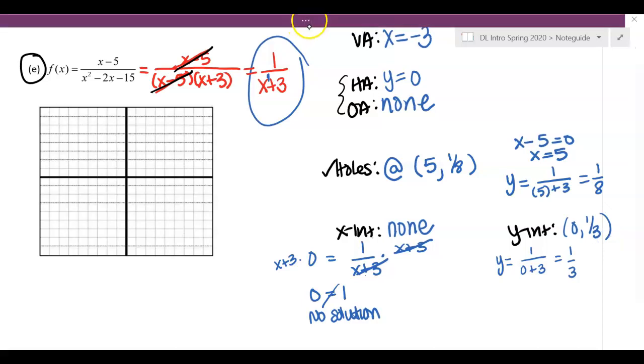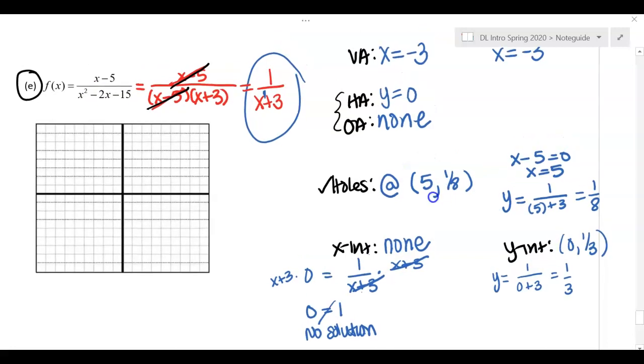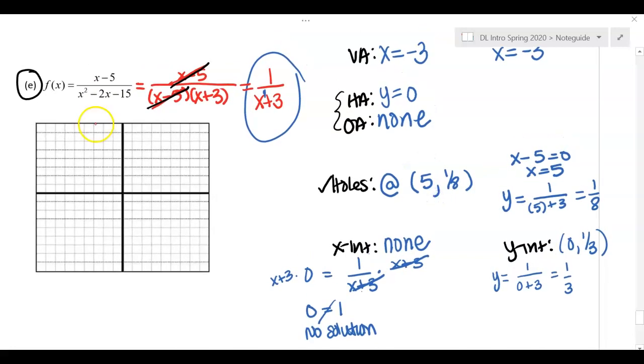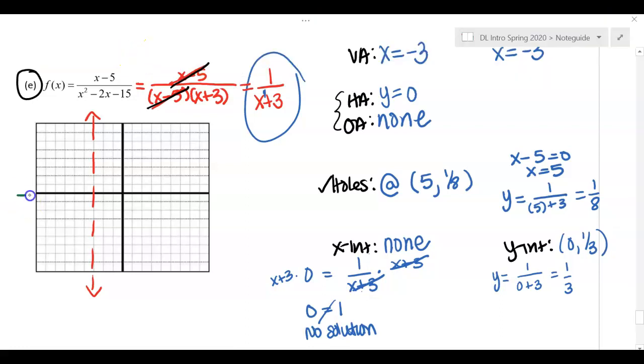So like usual, we're going to go mark all this information on the graph. So vertical asymptote at x equals -3. And horizontal asymptote at y equals 0. And we have a hole at 5, 1/8.